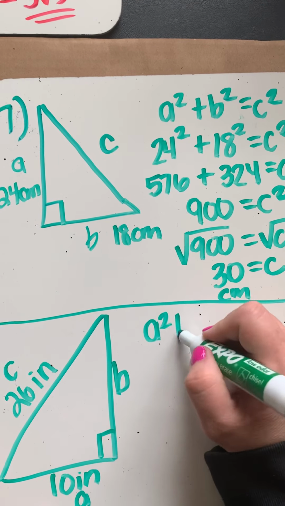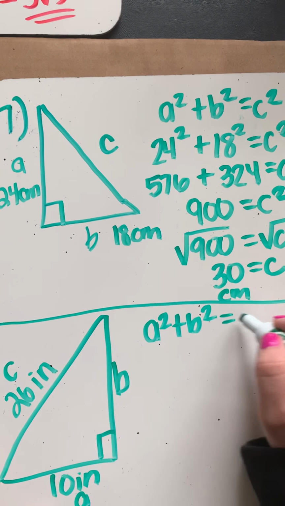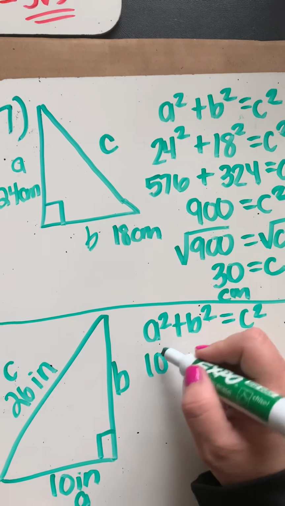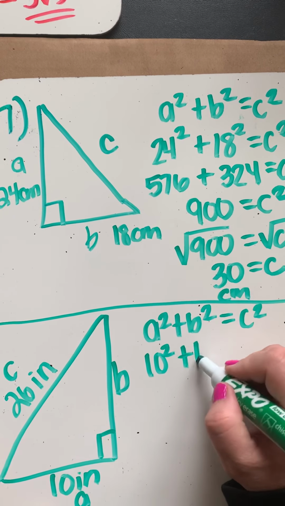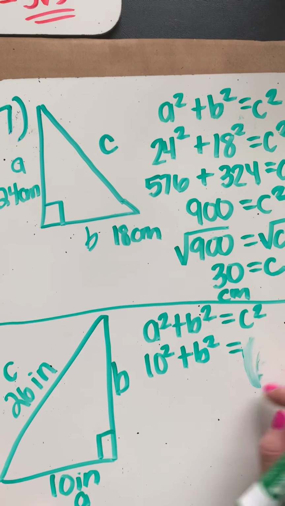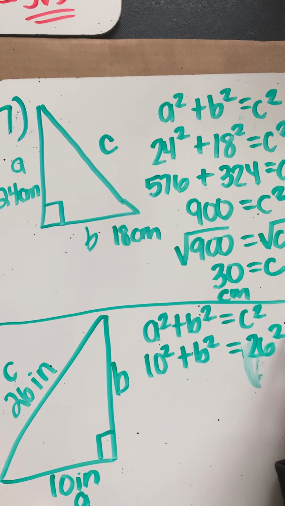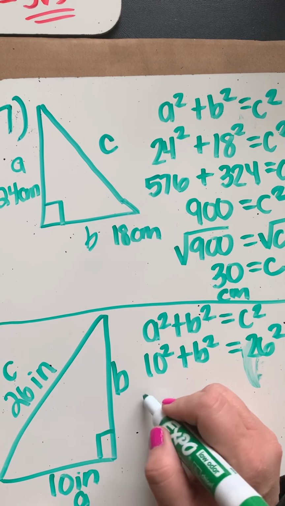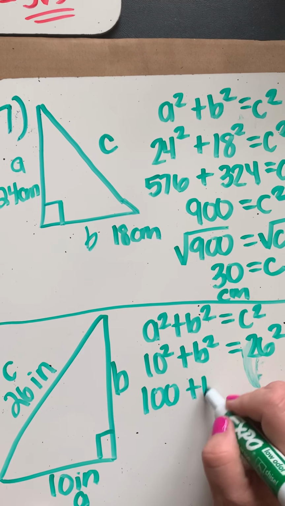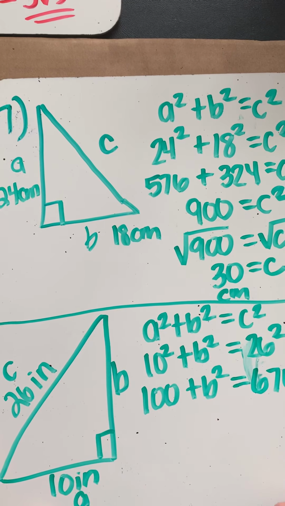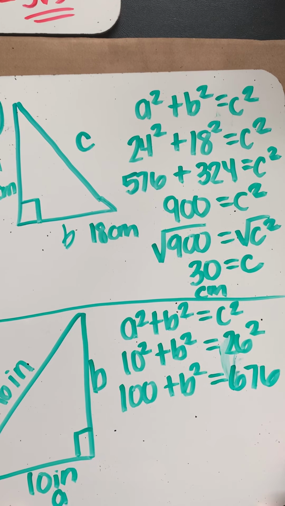So again, start off with your formula. A squared plus B squared equals C squared. Plug what you know. We know A is 10. So we have 10 squared plus b squared equals 26 squared, because our c is 26. Use your calculators. 10 squared is 100. You should know that one, hopefully without a calculator. But 26 squared is 676.